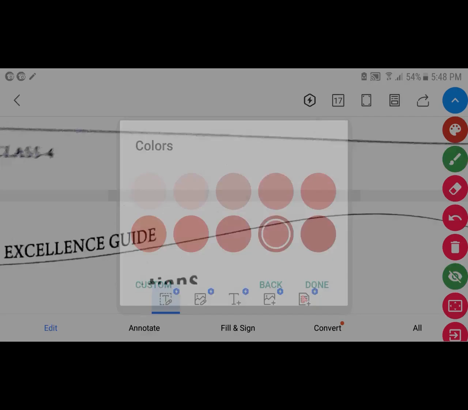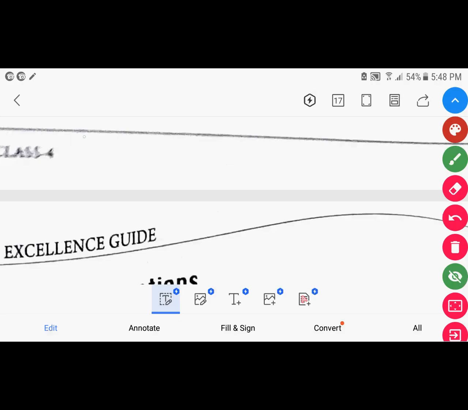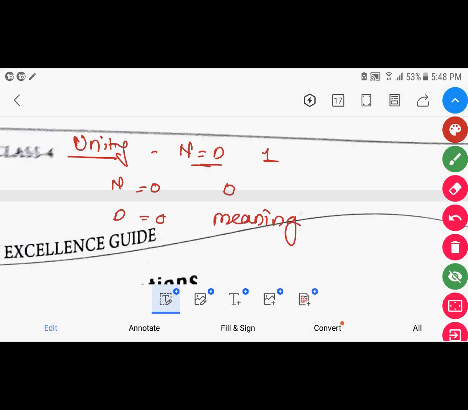We learn the property of unity. Means what? If the numerator and denominator are the same, the value of the fraction is 1. If the numerator is 0, the value of the fraction is 0. If the denominator is 0, the fraction has no meaning, meaningless. Okay. Now again we learn about the mixed fraction.